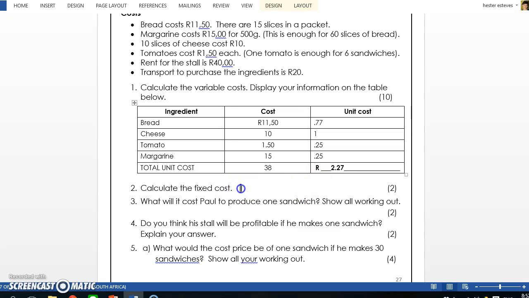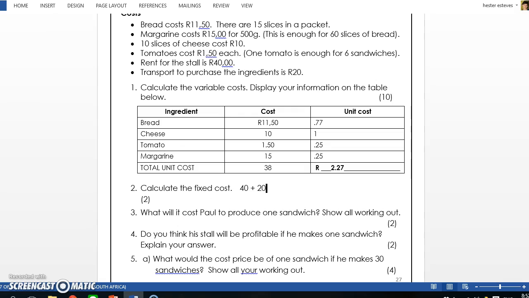So, fixed cost will be your rent, which is 40 Rand, plus your transport, which is 20 Rand. So altogether, your fixed costs is going to be 60 Rand. What will it cost Paul to produce one sandwich? Well, we would think that it would be 2 Rand 27, but remember he's using 2 slices of bread.